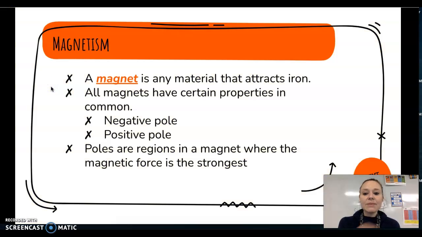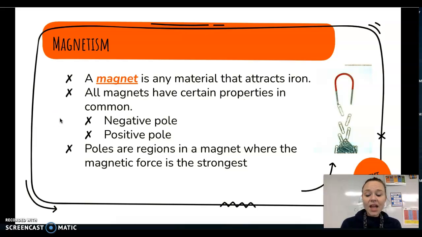All right, a magnet is any material that attracts iron. All magnets have a north pole and a south pole, or a negative pole and a positive pole, and those poles are the regions in the magnet where the magnetic force is the strongest. So it's where the magnetic force is really going to be super strong and allow things to attract or repel each other. So when I pick up a magnet and I try to pick up some paper clips with my magnet, what's going to happen? They're going to be attracted to my magnet because there's some iron in a paper clip.